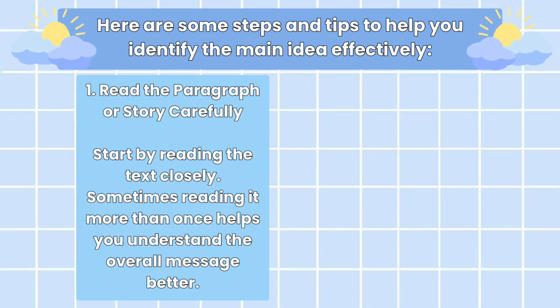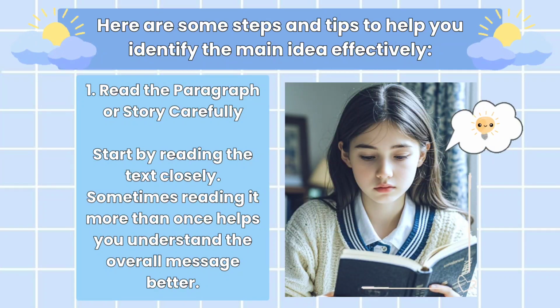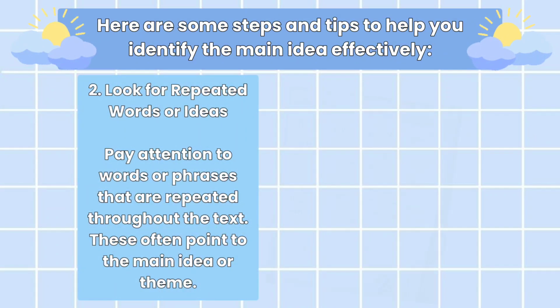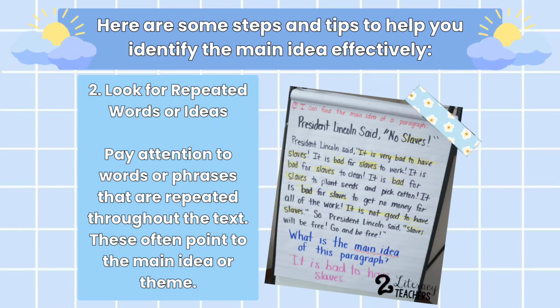First, read the paragraph or story carefully. Start by reading the text closely. Sometimes reading it more than once helps you understand the overall message better. Second, look for repeated words or ideas. Pay attention to words or phrases that are repeated throughout the text. These often point to the main idea or theme.